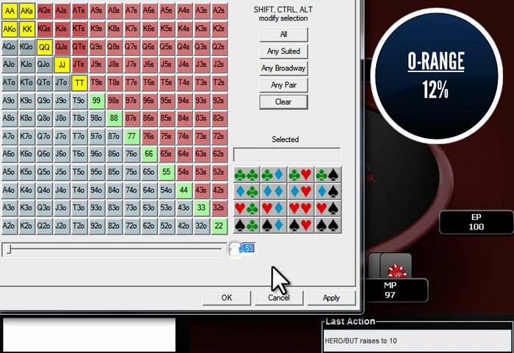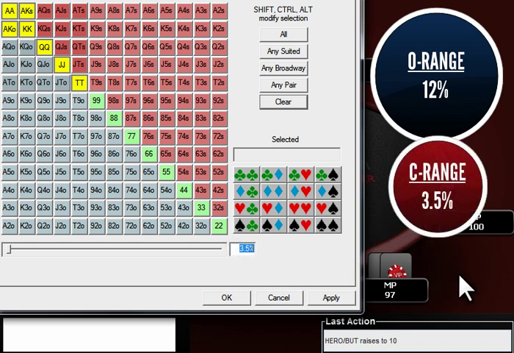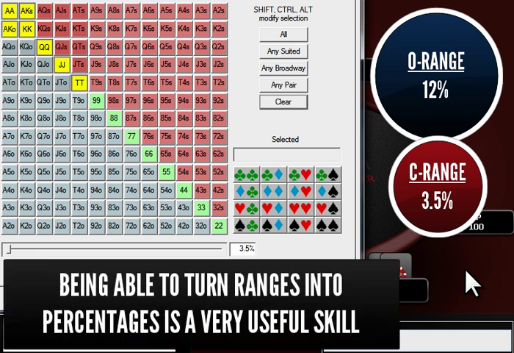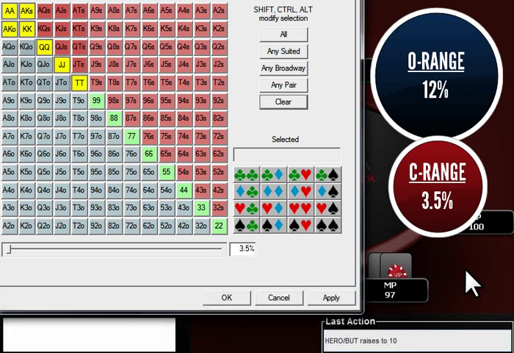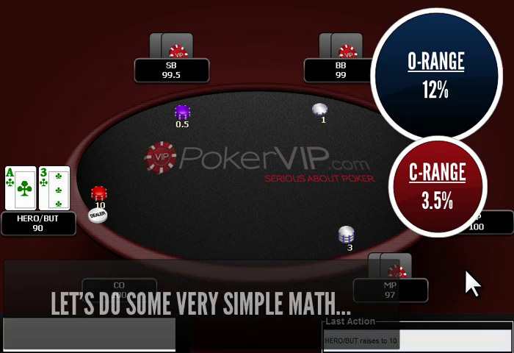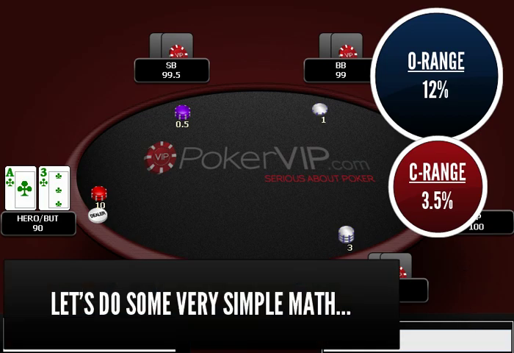So at this point we see that that's 3.5% of hands. So his O range is 12% of hands, and his C range would be 3.5% of hands. And that's not very complicated. So what we could do is use math after that to determine if this would be a profitable bluff, or maybe this isn't a great situation to bluff. So let's actually pull out some math real quick and see if this is a good situation for us.